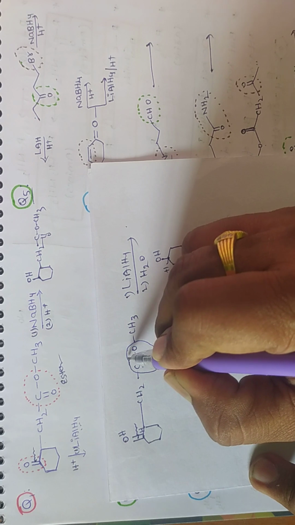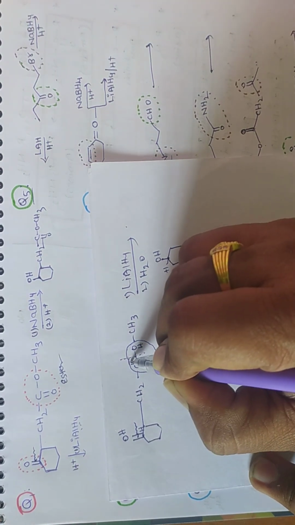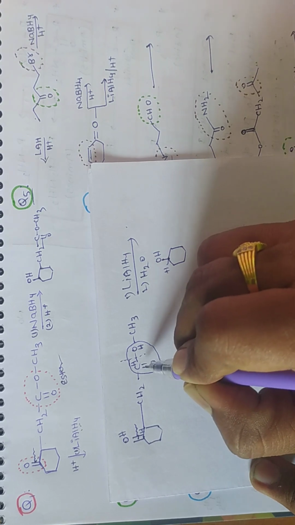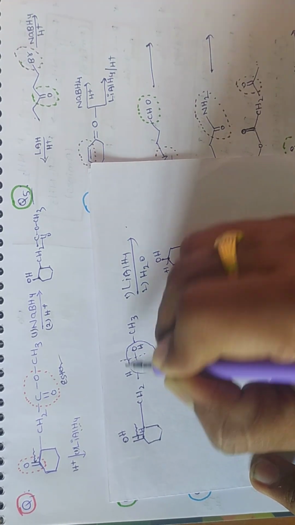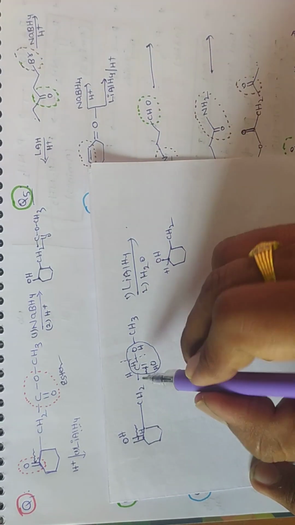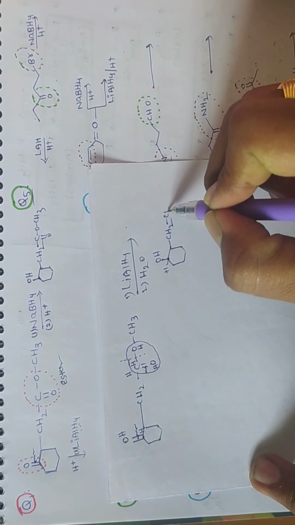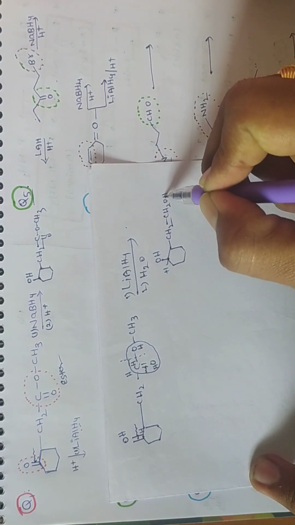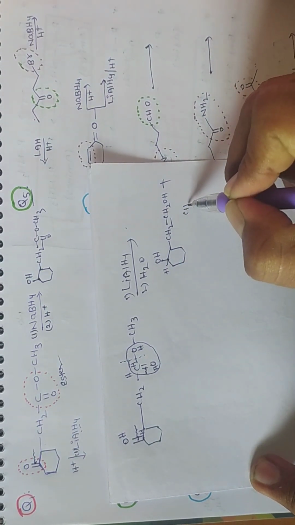Next, lithium aluminium hydride can reduce the ester functional group also. For the ester functional group, break the carbon oxygen bond, here H, here H. Next break this double bond, here H, here H. Then finally what we are going to get? RCH2OH plus CH3OH.